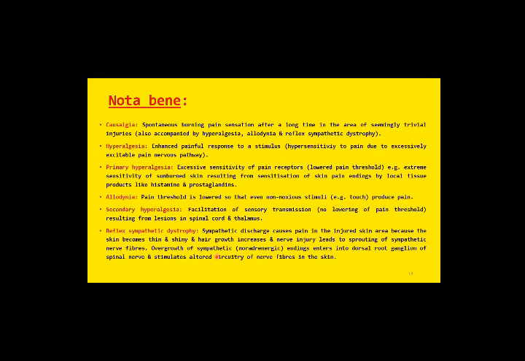Whenever there is injury, the skin becomes thin, the skin becomes shiny, and there is excessive hair growth and sprouting of the nerve fibers. So in that case, if there is sympathetic discharge, there is altered circuitry of the nerve fibers, and the signal enters into the DRG of the spinal nerve, the dorsal root ganglion. So such discharge is known as reflex sympathetic dystrophy.